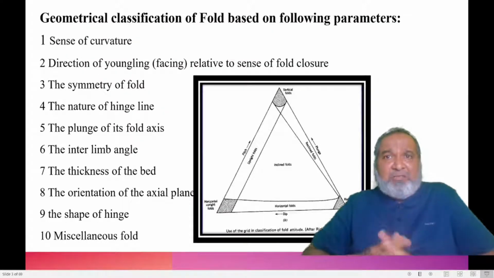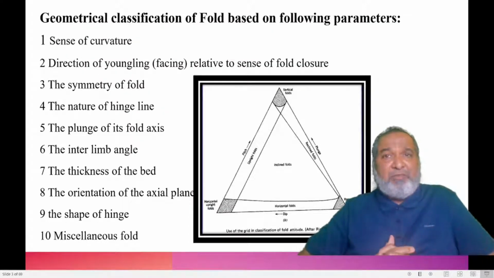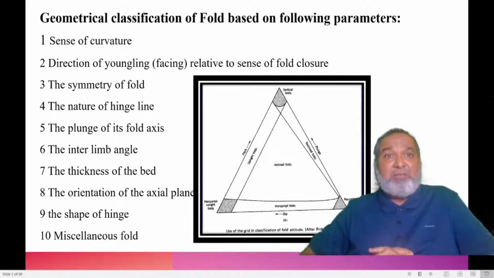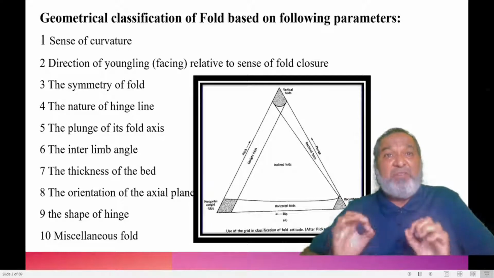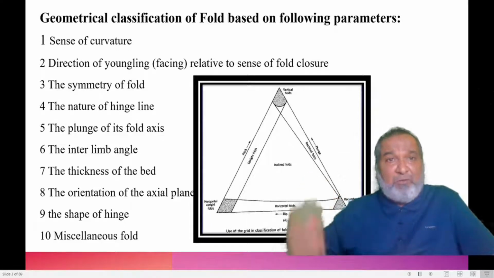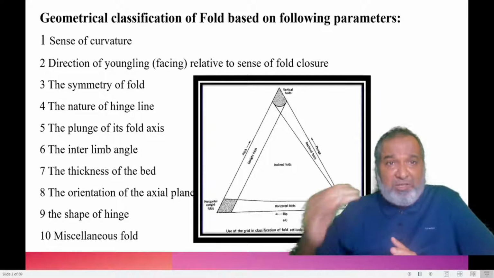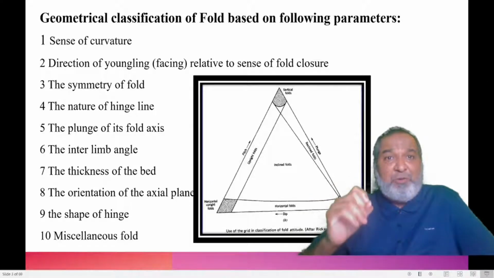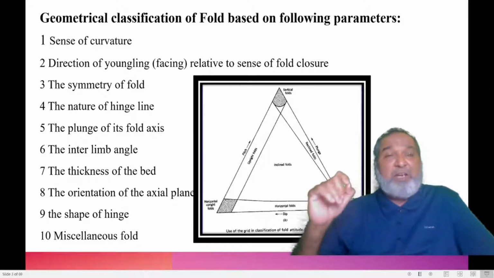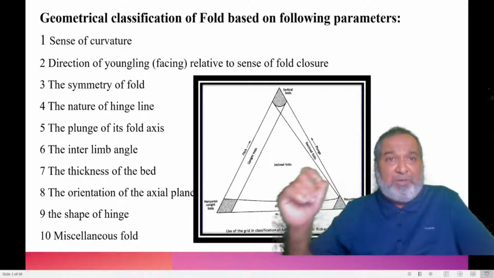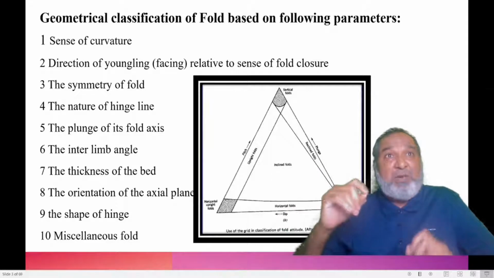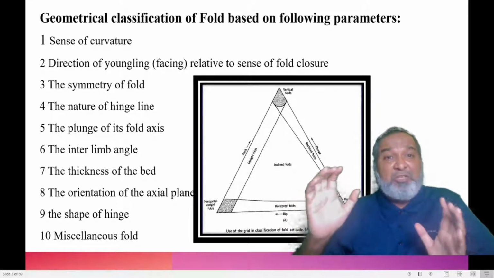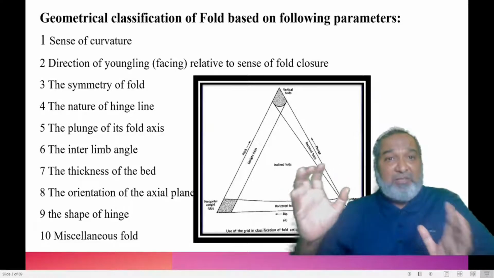Now geometrical classification is based on 10 different parameters. First is their sense of curvature. Whatever we have, the fold curvature is there. On the basis of the curvature, we have the folds. Second one, direction of younging, that is a facing related to sense of fold closure. That is the second one. Third one, symmetry of fold. Fourth parameter, the nature of the hinge line. That is a very important one.